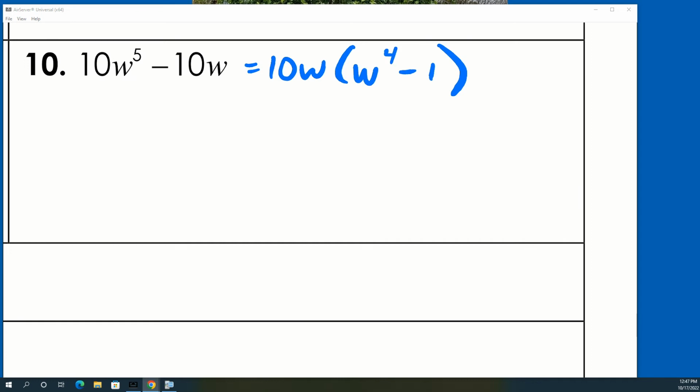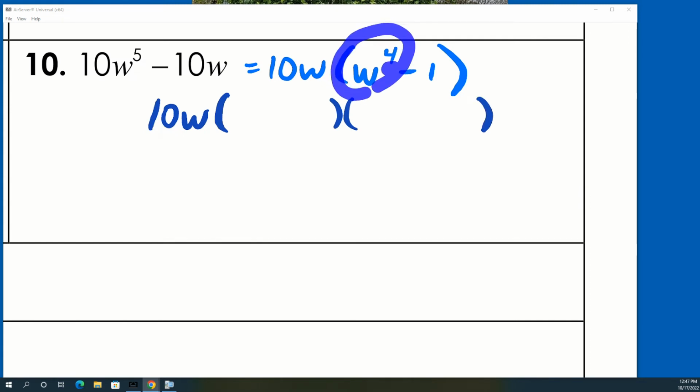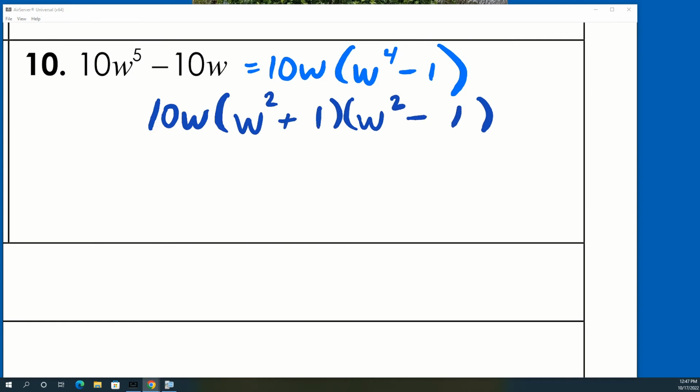So you're going to start off by factoring out a 10w. And then we have the difference of squares. And then to find the square root of w to the 4th, just divide that 4 by 2. So it'll be w squared. And then the square root of 1 is 1. And we do one with a plus, and we do one with a minus.